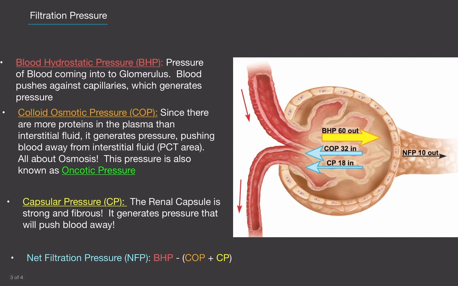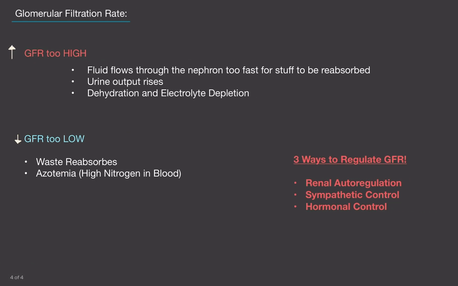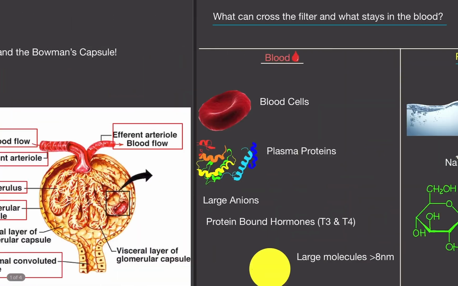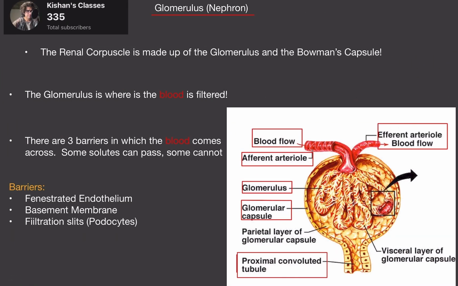Then we're talking about filtration pressure, so I'm going to talk about the blood hydrostatic pressure, colloid osmotic pressure, also known as oncotic pressure, capsular pressure, and net filtration pressure. And then we're going to talk about glomerular filtration rate, also known as GFR. So if you're planning to become a doctor, taking the MCAT, becoming a nurse, anything like that, this video is super important. And I'll mention why in a second.